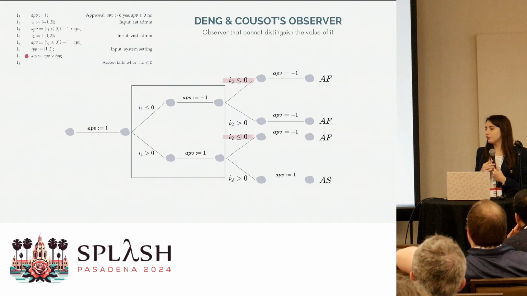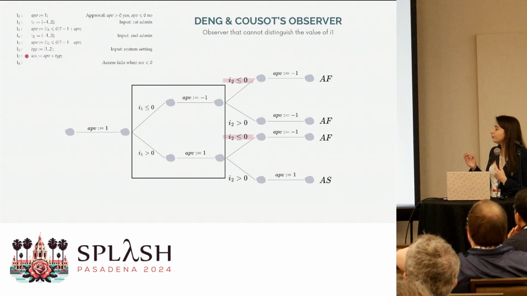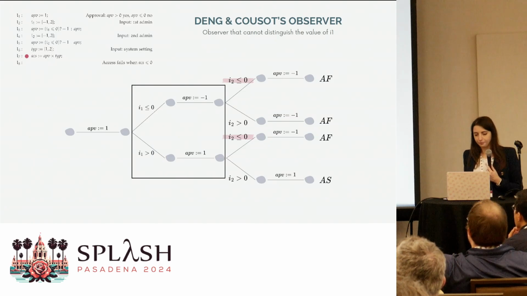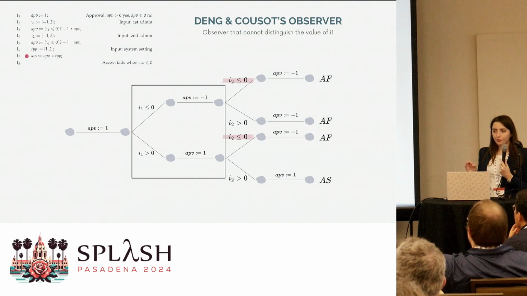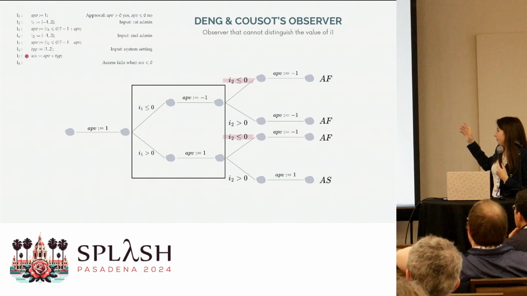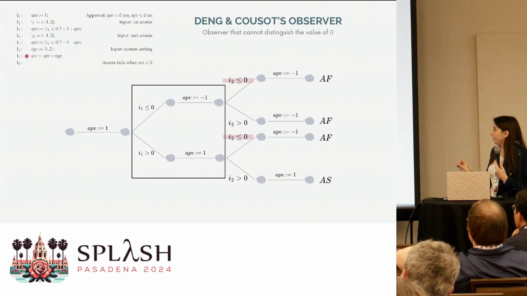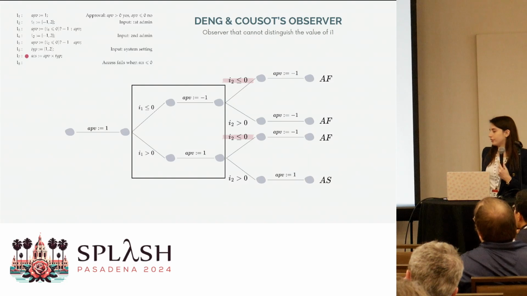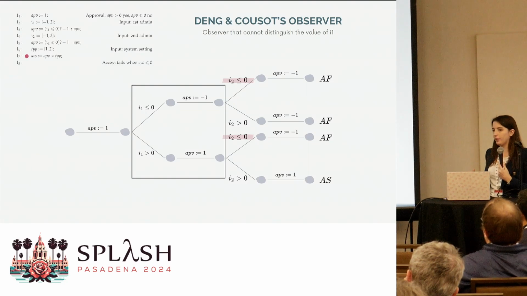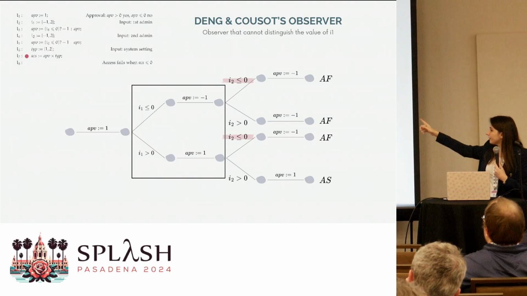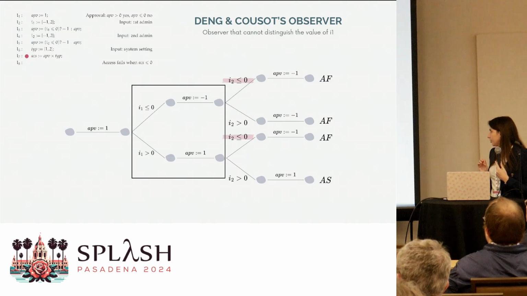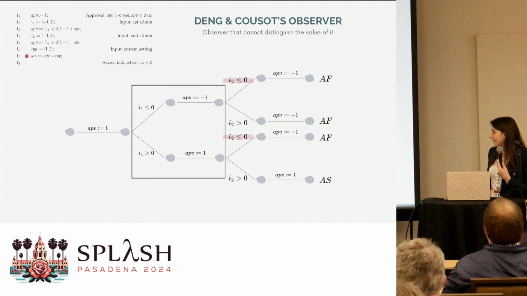Now let's try to think about an observer that couldn't see the value of I1. Let's analyze first the Deng and Cousot observer. If we can't see the value of I1, the only action that we can see as responsible for a behavior of interest is I2, that takes a value less than or equal to 0. In all other cases, the uncertainty of the input of I1 is spread along all paths of the computation, so we couldn't see other entities that are responsible for any behavior of interest.